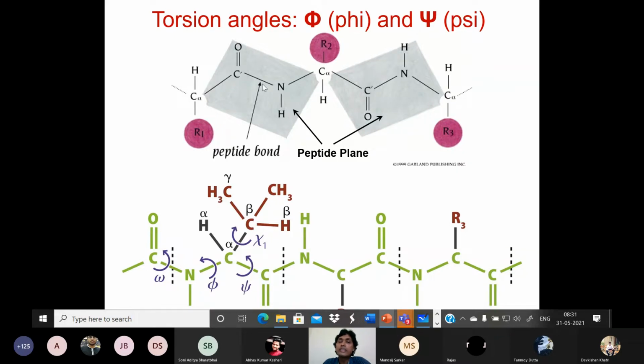But if you see the next two, from this figure you can come to the bottom line here in the figure mentioned below. So this NC and CC, those are the torsion.